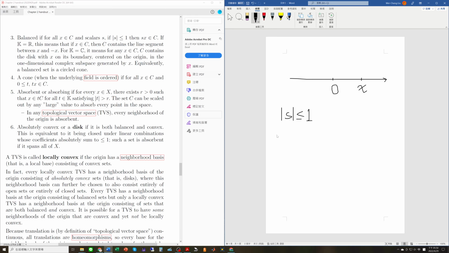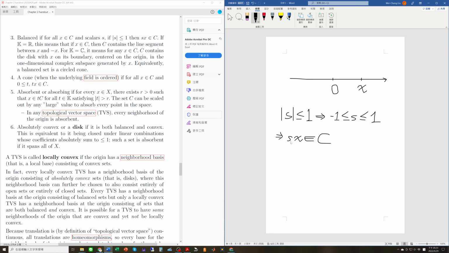then Sx is in C. It means this. We know that if the absolute value of S is smaller than or equal to 1, it implies that minus 1 is smaller than or equal to S, and S is smaller than or equal to 1.